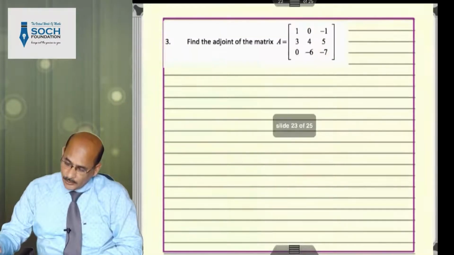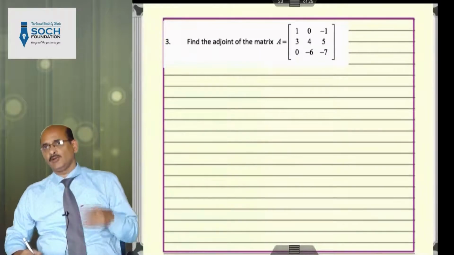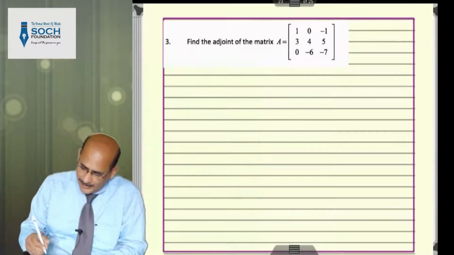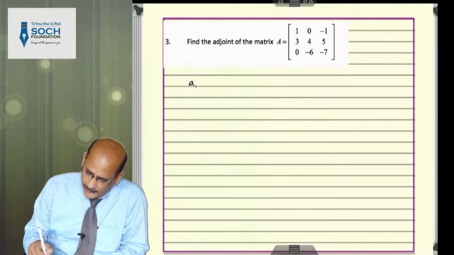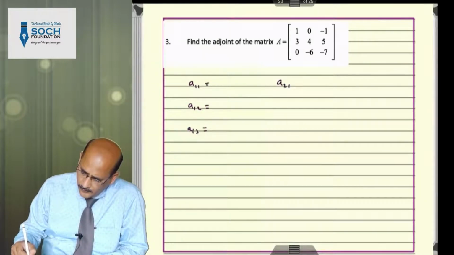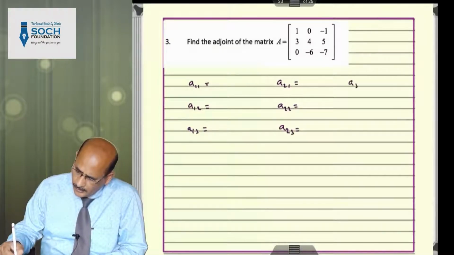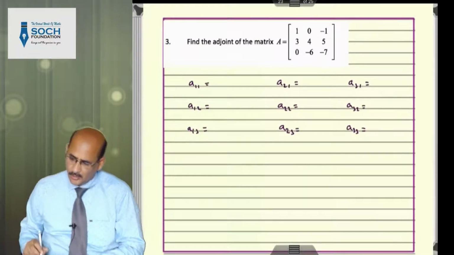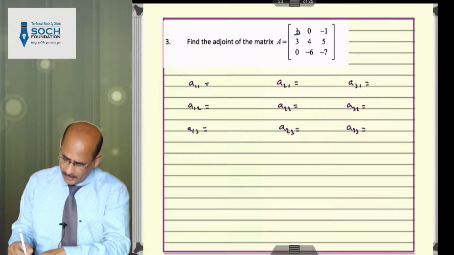Let us take the next question. One more question I have put so that you understand adjoint properly. As I said, the first thing you will do is write A11, A12, A13, then A21, A22, A23, A31, A32, A33. So A11 is here.